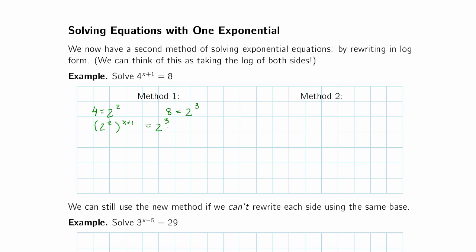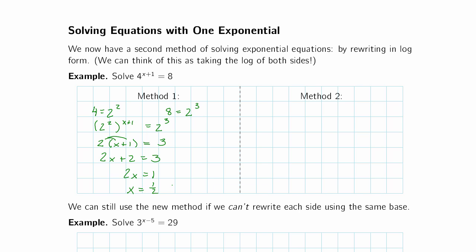Since those expressions are equal and they have the same base, the exponents must also be equal. Power of a power rule says we multiply these exponents together. 2 times x plus 1 equals, this exponent on the right is 3. Distribute on the left. 2x plus 2 is 3. Subtract 2 from both sides, and 2x is 1. Divide both sides by 2, and x is 1/2. So that was the basic method that we learned when we first met exponential expressions.